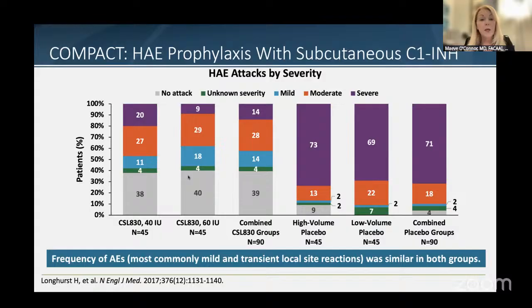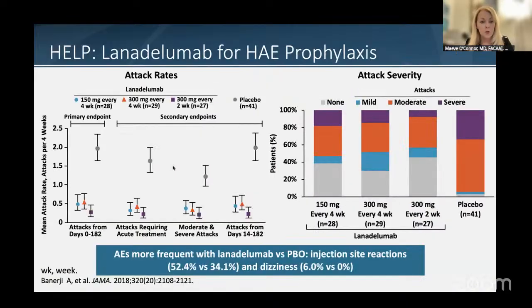So looking at the COMPACT trial, which was in the New England Journal of Medicine in 2017, this was looking at HAE prophylaxis with subcutaneous C1 inhibitor. And you can see here that this demonstrated a significant reduction in attack frequency with the subcutaneous C1 inhibitor versus placebo. Local site reactions were the most commonly reported AEs, but generally mild. And it's very convenient for patients to have a subcutaneous option available to them that they can self-administer. So again, a point to make when you're employing shared decision-making.